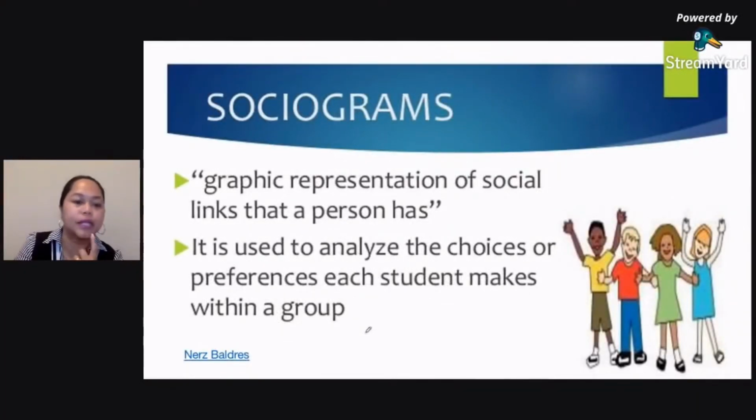I have found this material online. This is by Mom Nurse Baldres. She is a student. I think this was her report. Okay, so I borrowed this. And in this report here, she said sociograms.